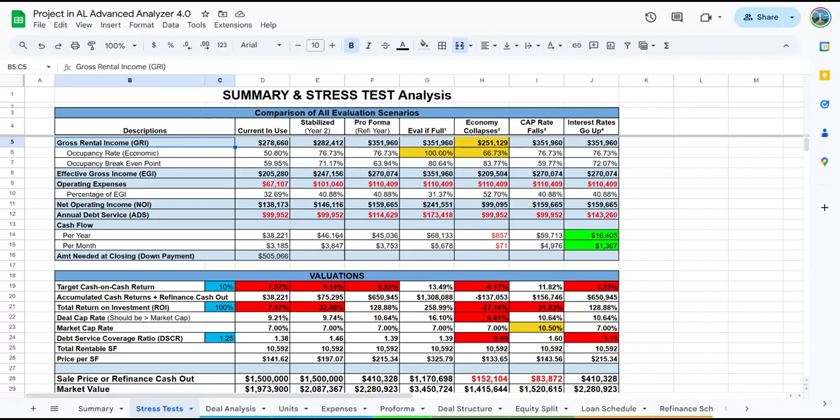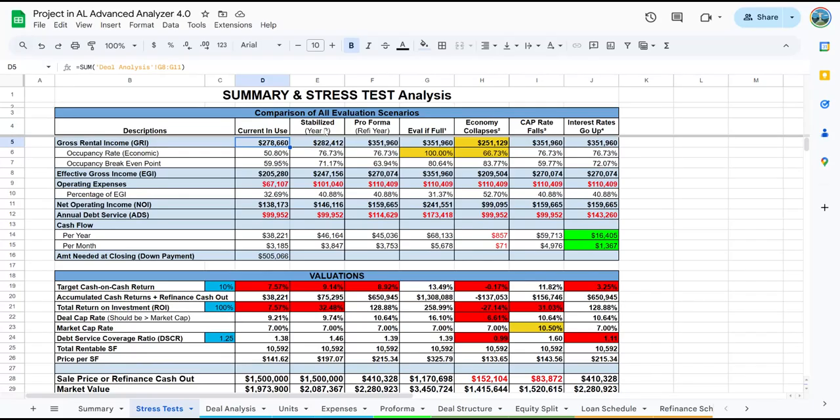So you get your gross income, your effective gross income, your operating expenses, and then it calculates your NOI and your debt service, and then it comes up with your cash flow you're going to be getting for all these different scenarios. All right, the first column here gives you all the numbers that you entered in for how the property is performing currently.